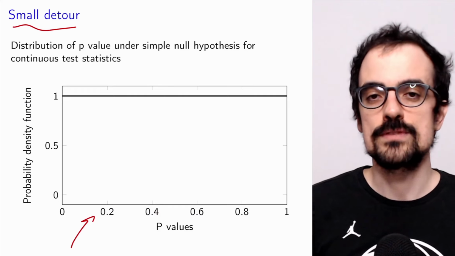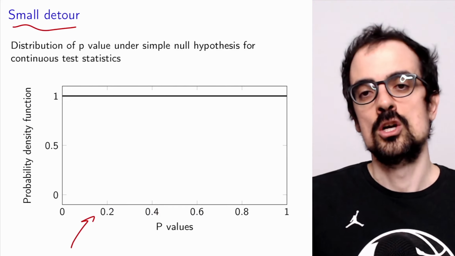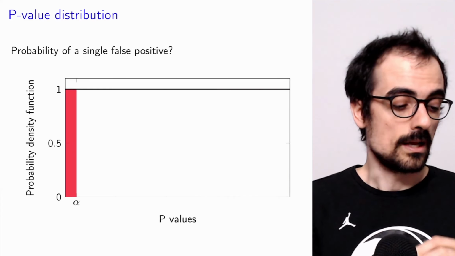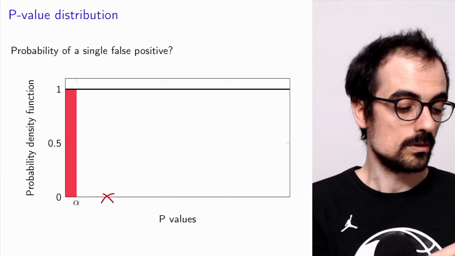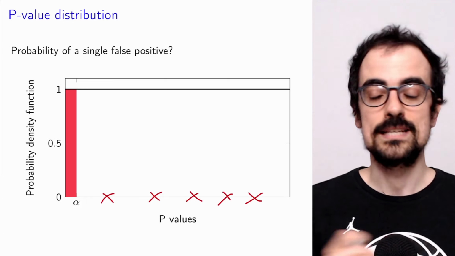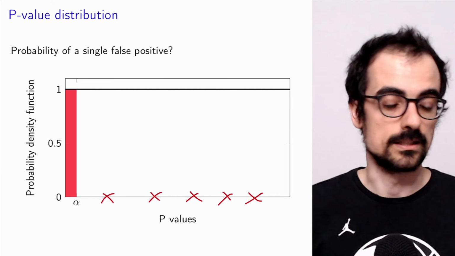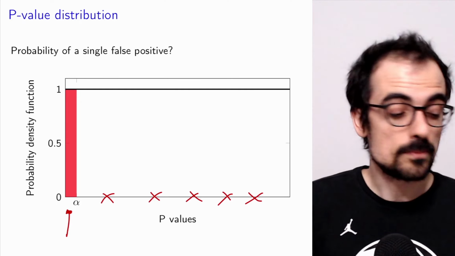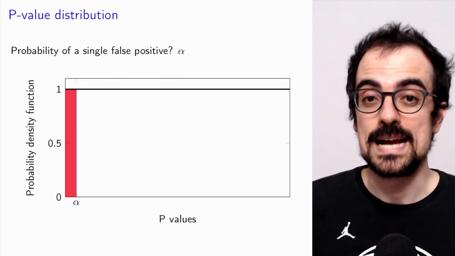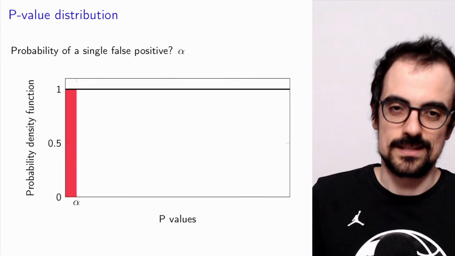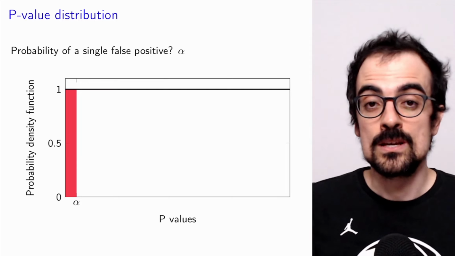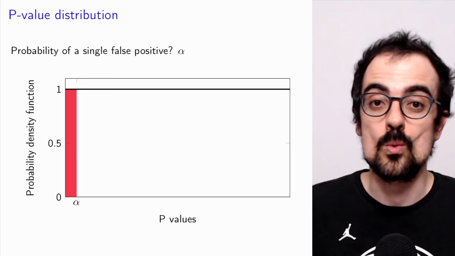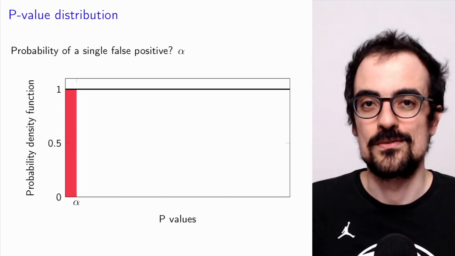So we're saying that the distribution of the p-value under simple null hypothesis for continuous test statistic is uniform. So what's the probability of a single false positive? Well, the p-value is going to fall somewhere in the unit interval with uniform density. What's the probability that it ends up here? Well, it's exactly alpha. The probability of a single false positive is bounded by alpha, or 5%, if we have chosen alpha to be 5%, which is great, right? Because we have these very precise guarantees on the probability of rejecting the null hypothesis when it holds. We're protected against false positives.